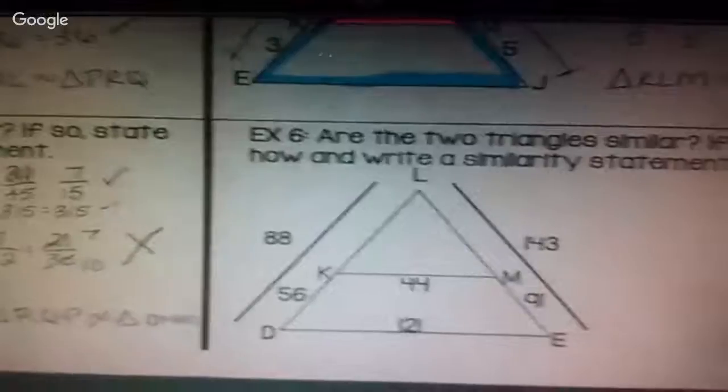Dude, I ain't seen something like that since like 5th grade.